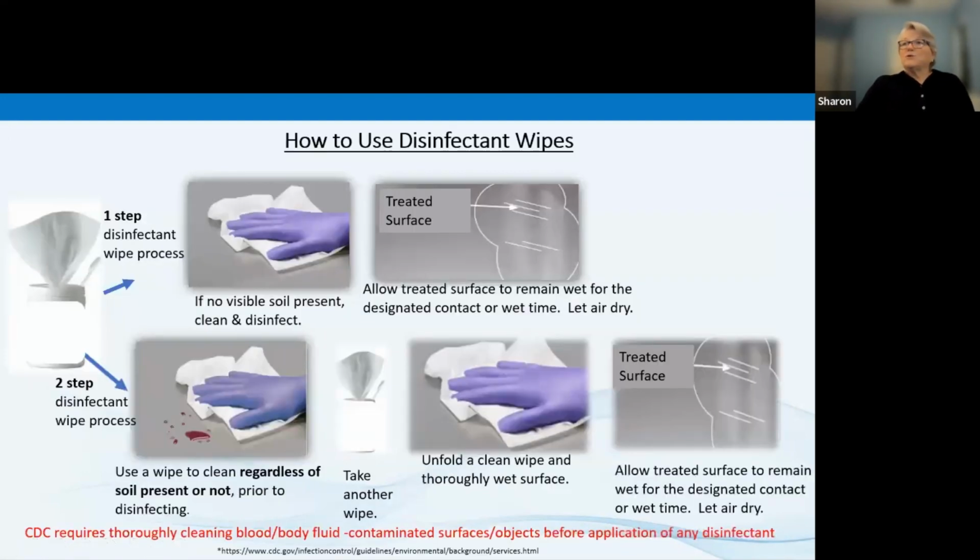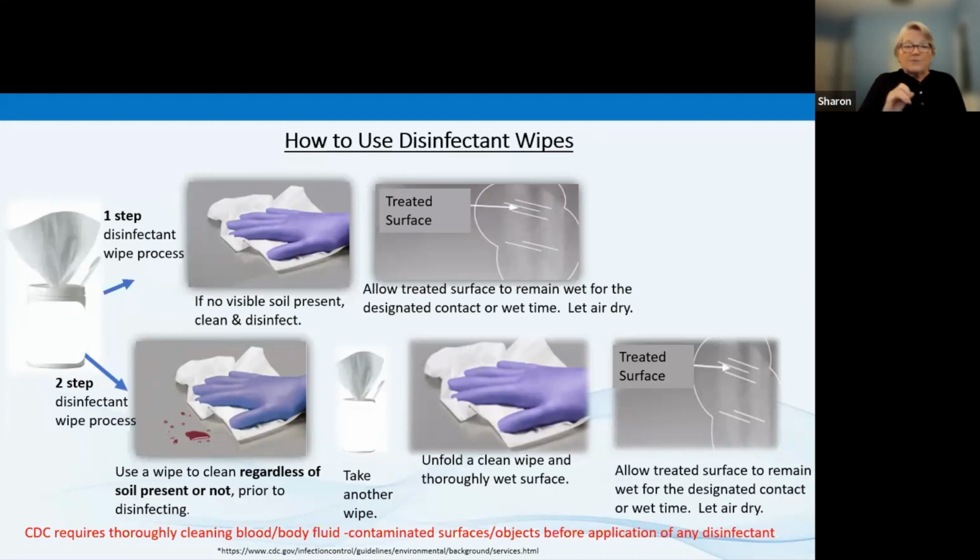Now, maybe you've all used wipes, but if you haven't, this is how you use a disinfectant wipe correctly. And I mentioned there are one-step wipes and two-step wipes. A one-step wipe is a cleaner and disinfectant all in one. The way you use these is you take your wipe out of the canister. If there is no visible soil present, you simply wipe that surface. While you're scrubbing, you're cleaning, and you're also laying down the disinfectant. You then throw that wipe away, and you allow that treated surface to remain wet for whatever that designated contact time is, and you let it air dry.